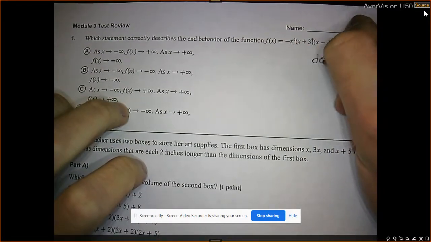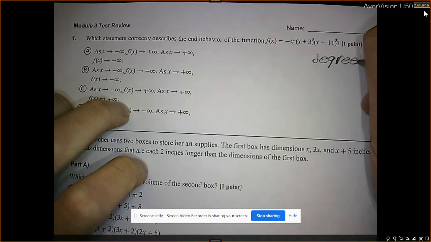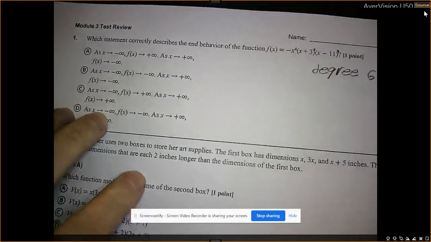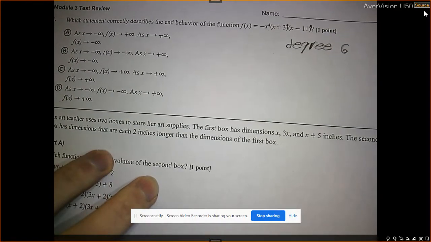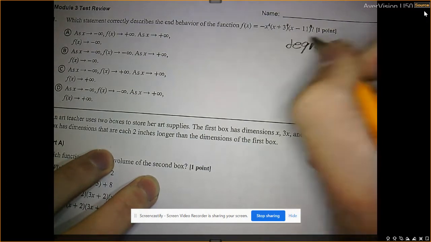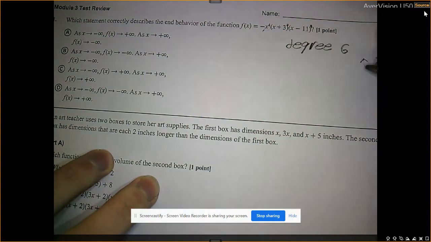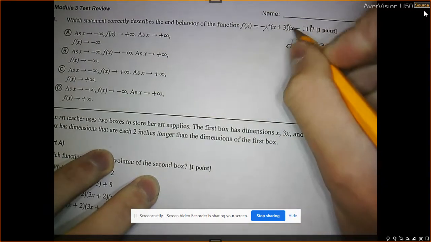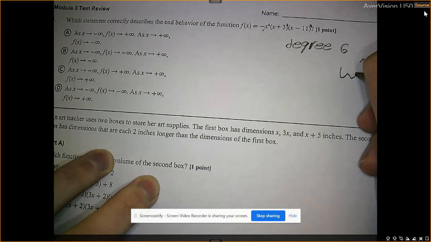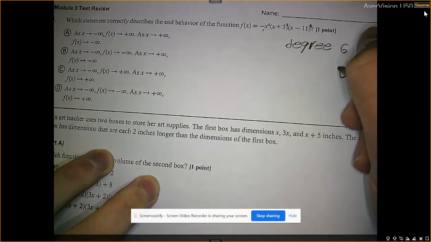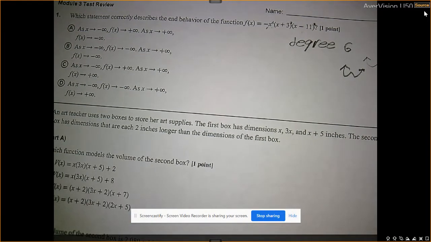This is degree 6. It's a degree 6 polynomial, and whenever we have even degree, the end behavior is going to go in the same direction. Usually up, but we have this negative down here. And it's not going to be a perfect parabola because there's multiple zeros, so I probably should have drawn it more like that. But either way, going in the same direction.